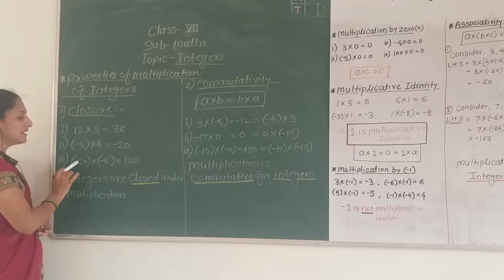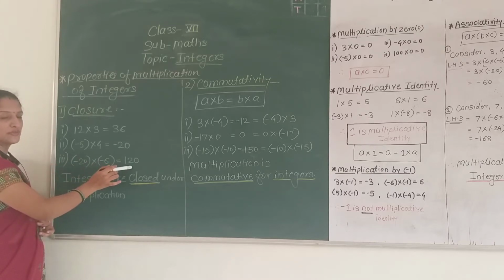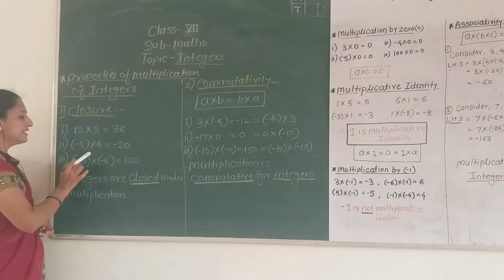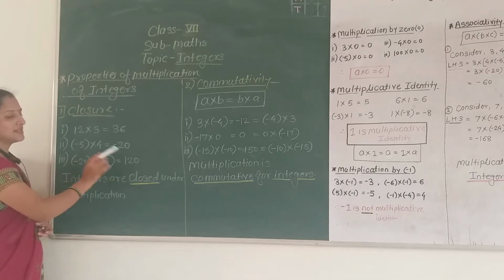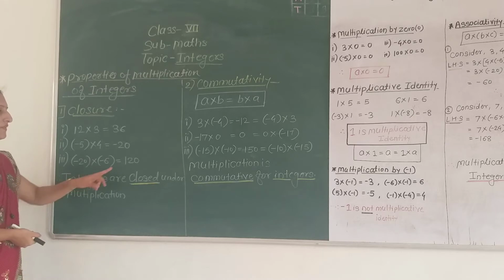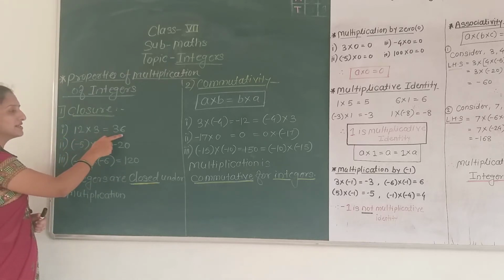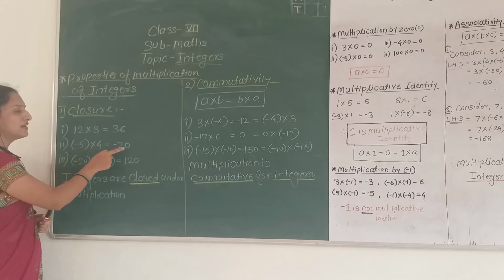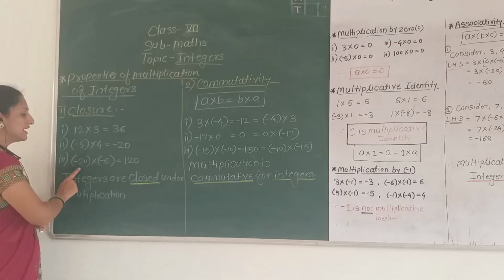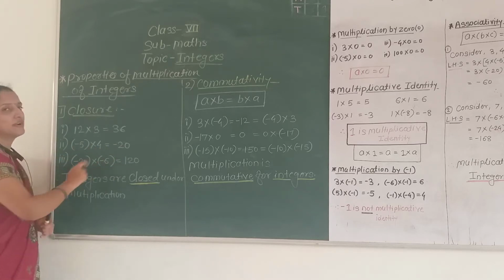Negative 20 into negative 6. Now there are two negative integers. In multiplication, negative into negative is positive. That means negative 20 into negative 6, the answer is positive 120. So 12 into 3 is 36, negative 5 into 4 is negative 20, and negative 20 into negative 6 is 120.